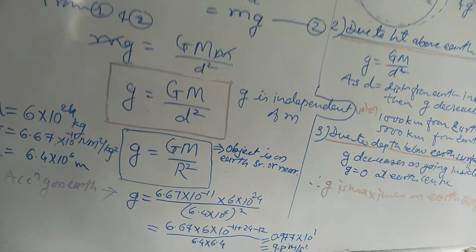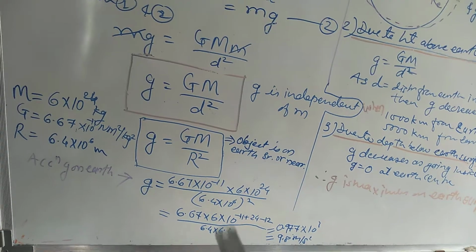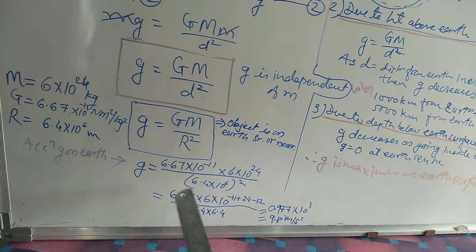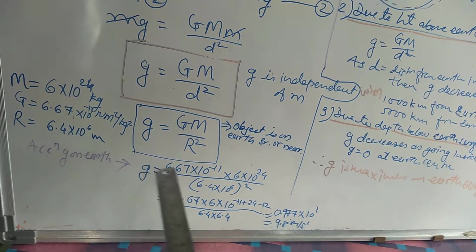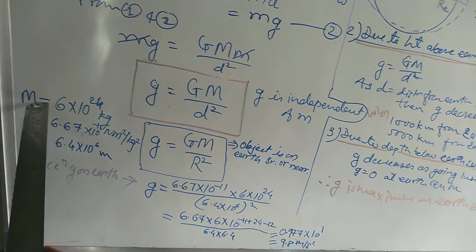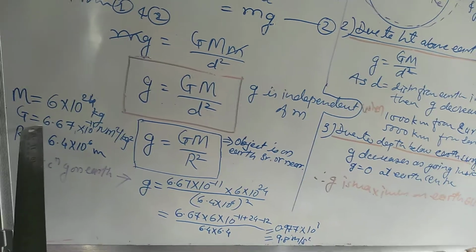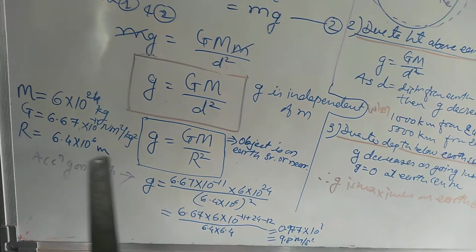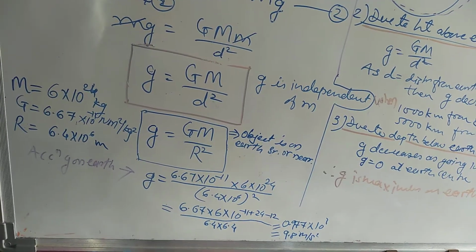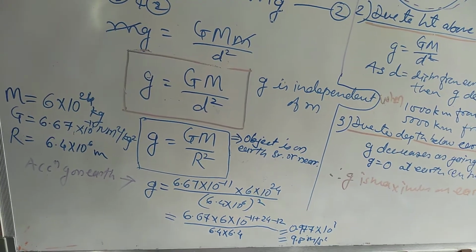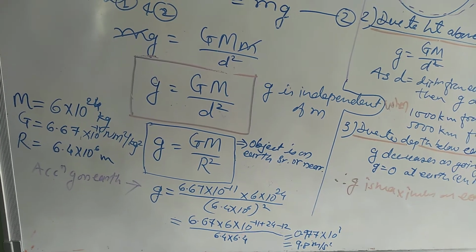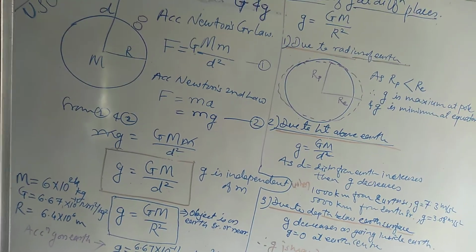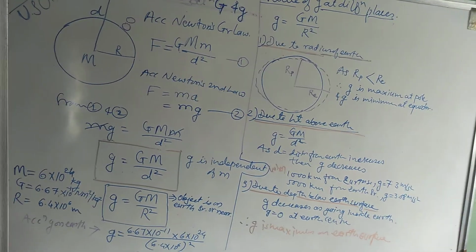Further, how can we calculate the value of g, the acceleration due to gravity on the earth's surface? We can put in all these values, which you should know. Capital M is the mass of the earth, G is the gravitational constant, and R is the radius of the earth. After putting in these values, we get 9.8 meter per second square. This is the value of acceleration due to gravity on the earth's surface.